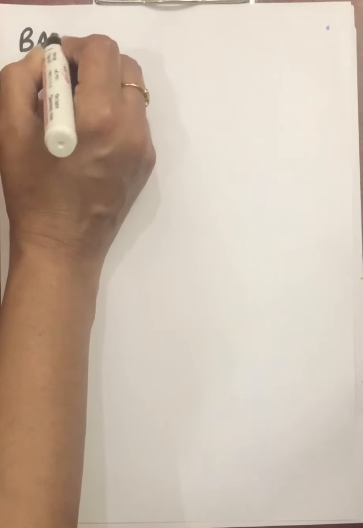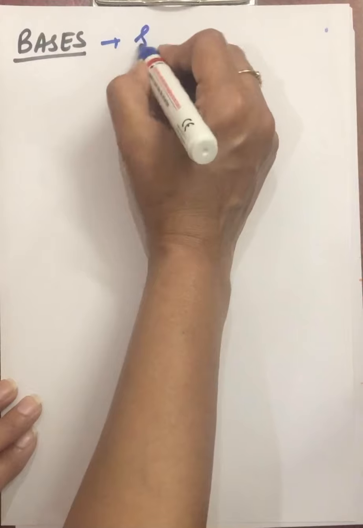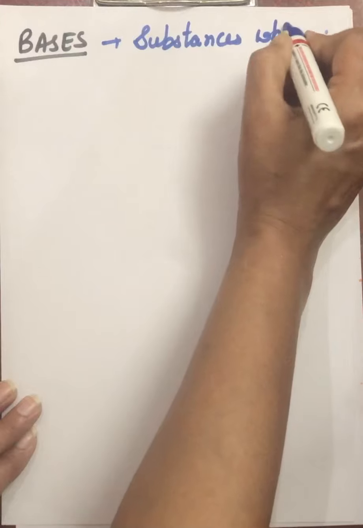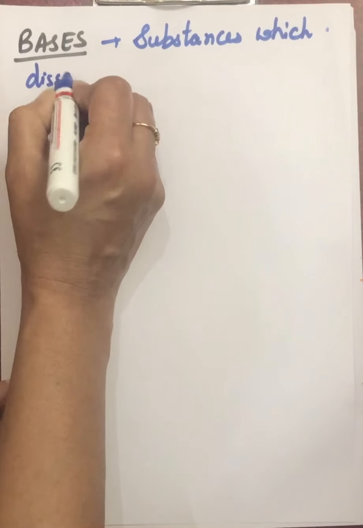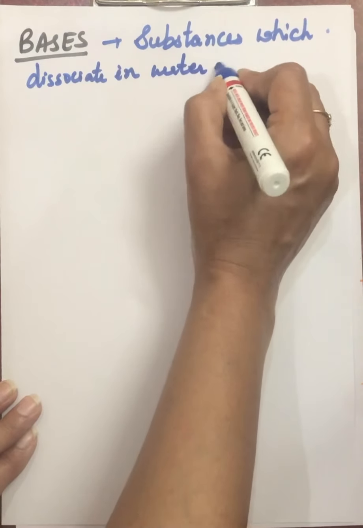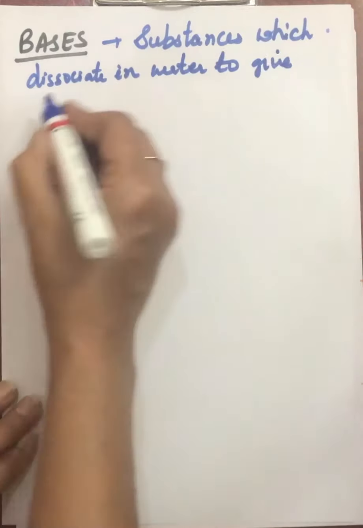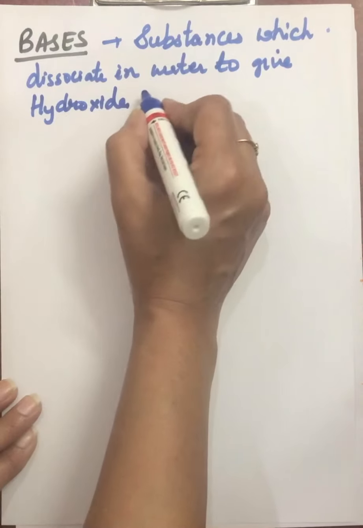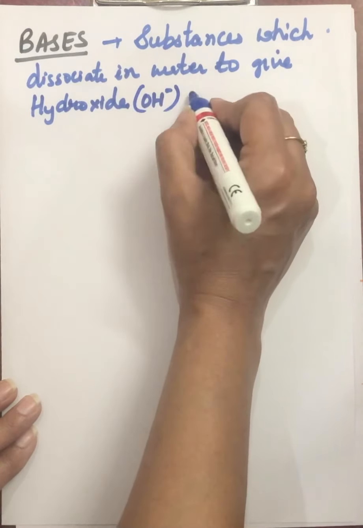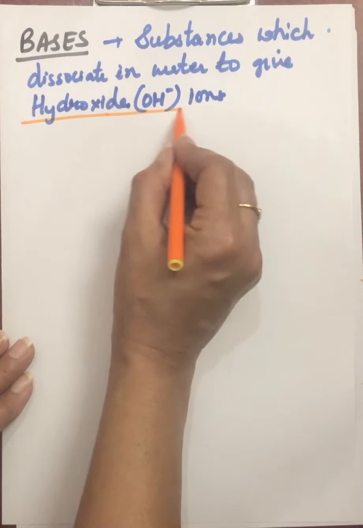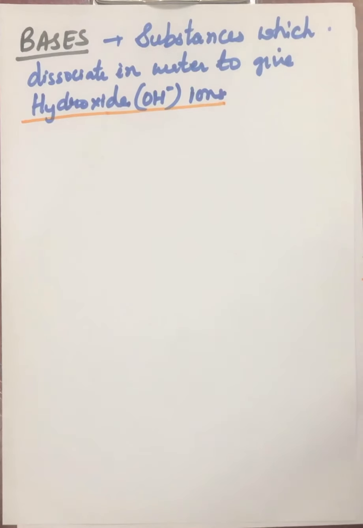What are bases? The substances which dissociate, and they also dissociate in water. But what they give? They give hydroxide ions. Acids give H plus or hydronium ion, but bases give hydroxide ions. So those substances which in water dissociate to give hydroxide ions are called bases.